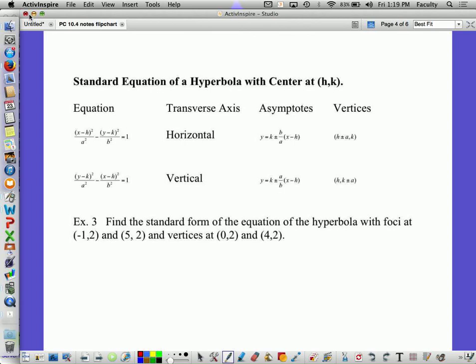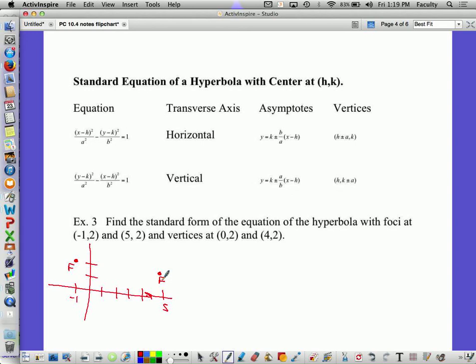So let's look at example 3. It says find the standard form of the equation of the hyperbola with foci at -1, 2 and 5, 2 and has vertices 0, 2, 4, 2. So what we need to do is we're going to plot some points and see what's going on. All right, -1, 2, this is a foci. 5, 2 is a foci.